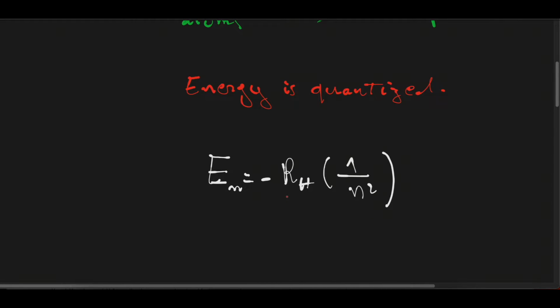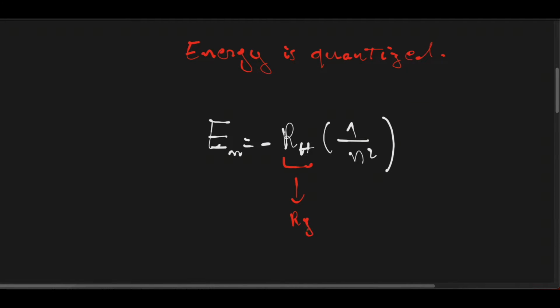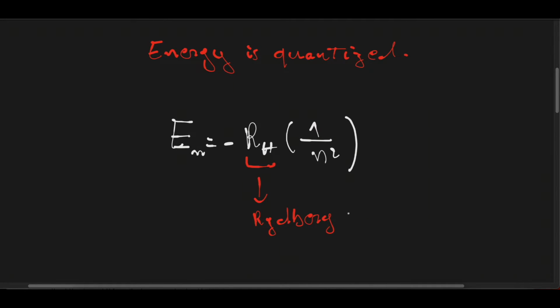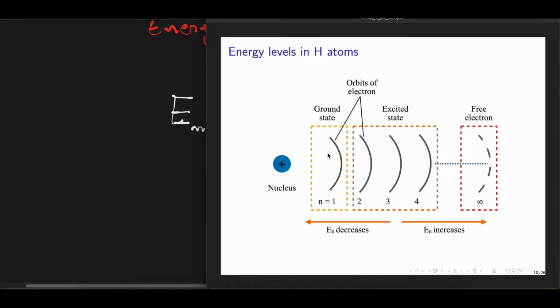It is written as minus R_H, where R_H is the Rydberg constant, which is equal to 2.18 times 10 to the negative 18 joule, or in eV, 13.6 electron volt. The n here is a positive integer, so it can be 1, 2, 3, and so forth until infinity.